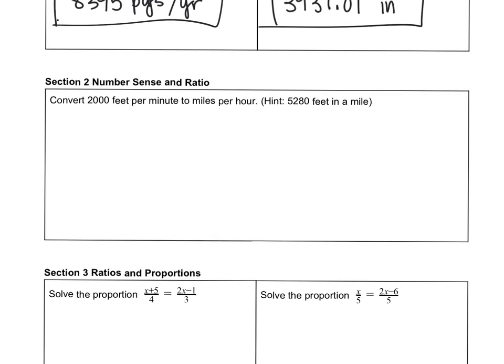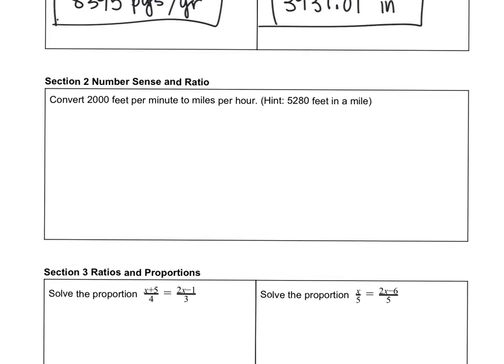Okay. So in Section 2, we were converting multiple units. We want to convert 2,000 feet per minute to miles per hour. And I give you that there are 5,280 feet in a mile. So 2,000 feet per minute. I have to do two conversions. I have to convert feet to miles and minutes to hours.